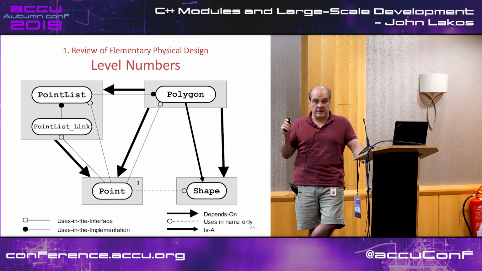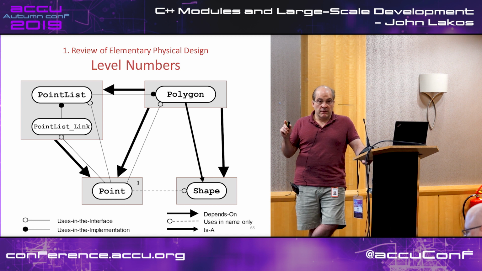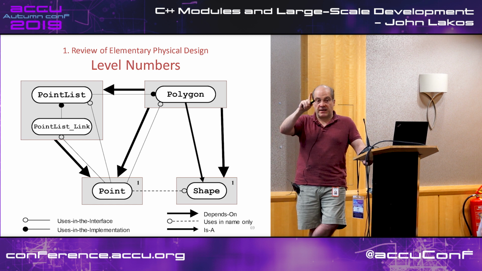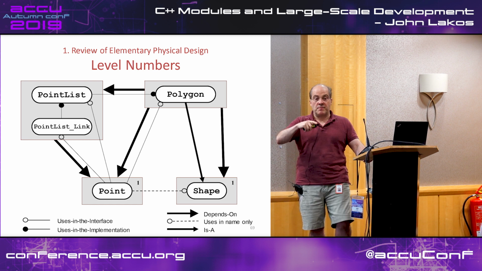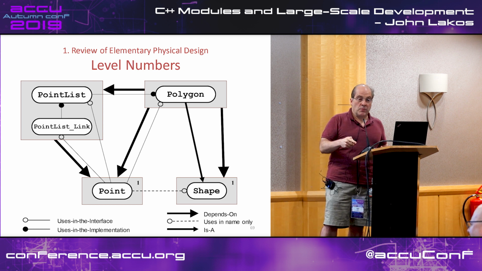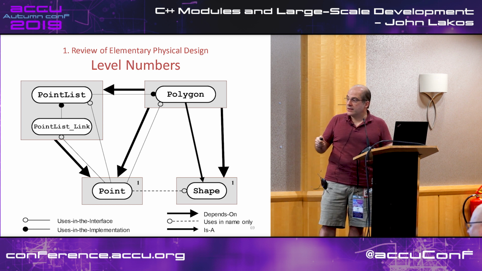How many people think it's at 1? Okay, how many people think it's at 2? Okay, so because of this strange property, we don't include point in shape anywhere. So shape is at level 1. And I can actually compile shape because shape forward declares point, and that's okay. In this particular case, there is a class point, and shape doesn't depend on point at all, strangely.